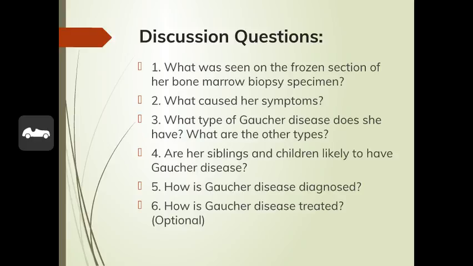Currently, Gaucher disease is being treated by replacement therapy of recombinant enzymes and is effective for patients with type 1. The disease can also be treated with the transplantation of allogenic hematopoietic stem cells.